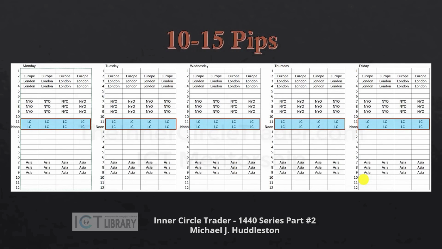Now, I know some of you are thinking, 10 pips, that's not even worth it. Well, what if you did 10 pips every single day? That's 50 pips a week. I'm looking for 50 to 75 pips a week. 50 pips is a very handsome week. I don't know where you're from, but that's a good living.